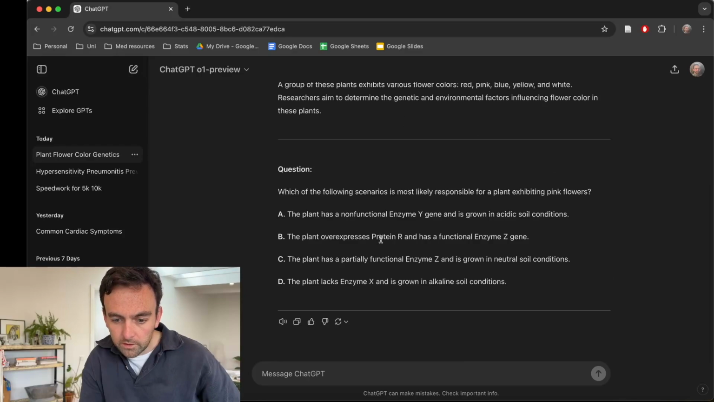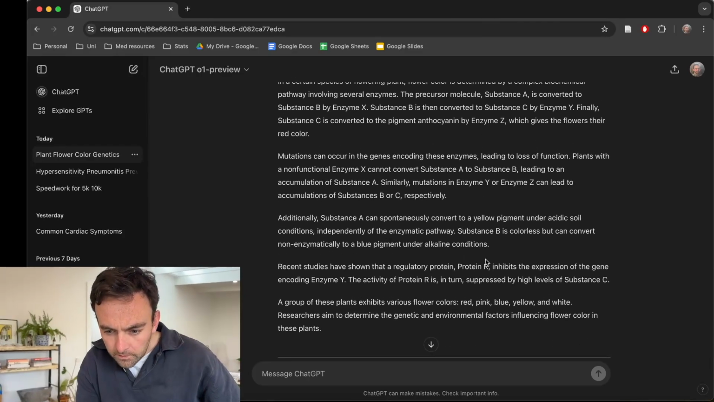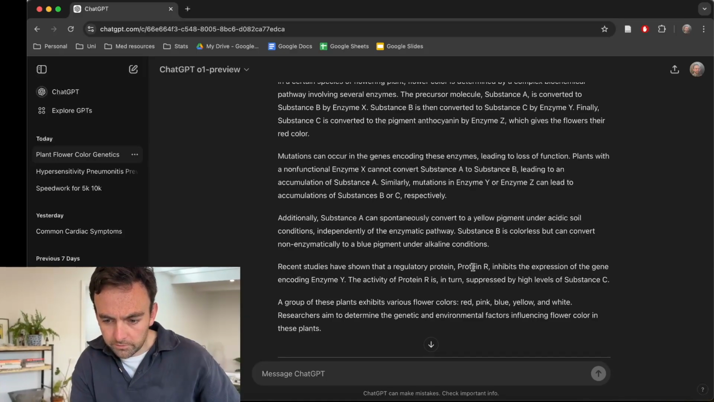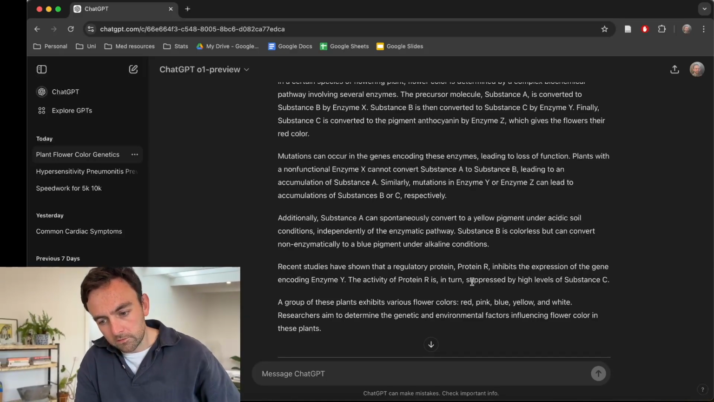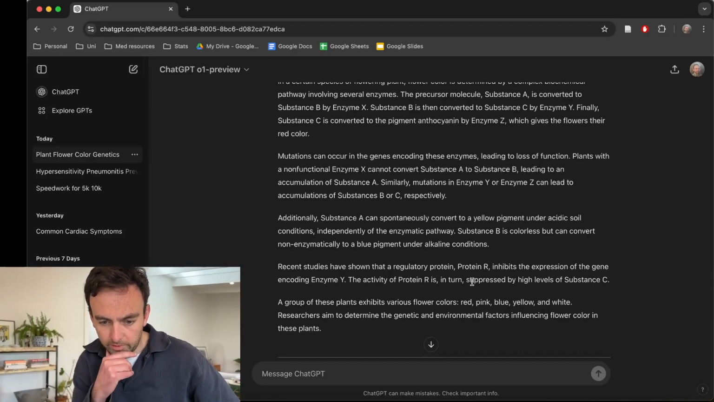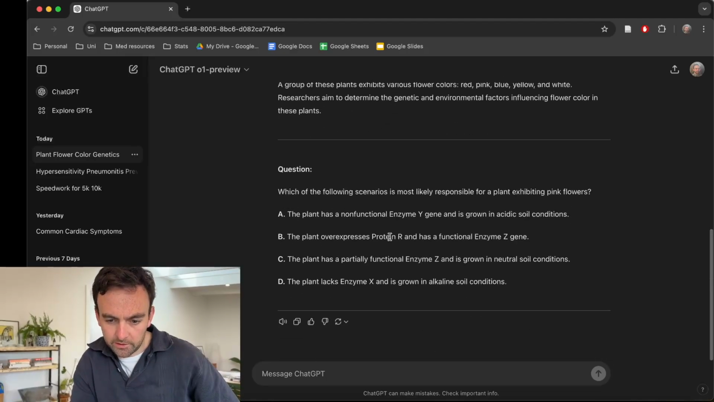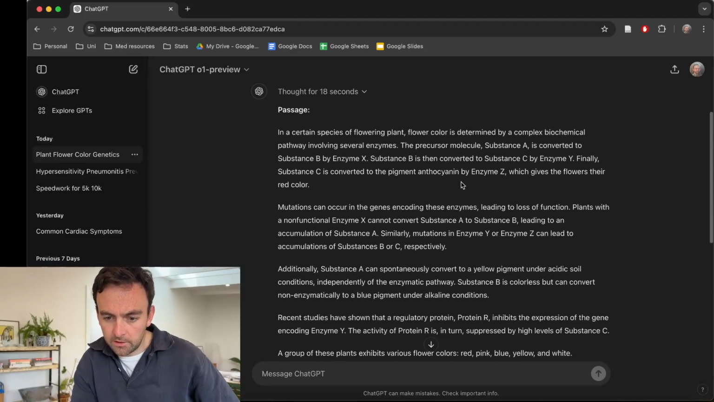And if it overexpresses protein R, then it inhibits the expression of... Oof, that's a bit tricky. Inhibits enzyme Y. So I feel like that would mean you don't get red, because you need enzyme Y to get substance C.